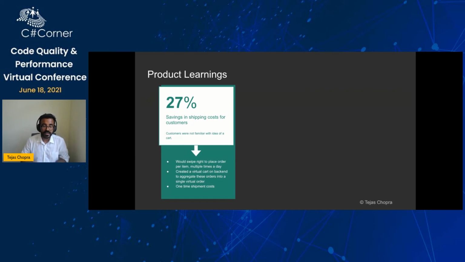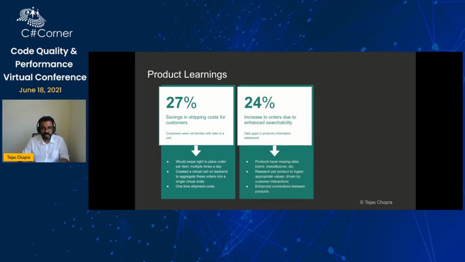So the only challenge is when you place individual orders, you will incur a shipping cost for all of these. Whereas if you place a bulk order, the shipping cost gets amortized. So what we did on our end, which Amazon has been doing forever, is we would bulk up these different orders and create a virtual cart on the backend. And that resulted in around 27% savings for customers.